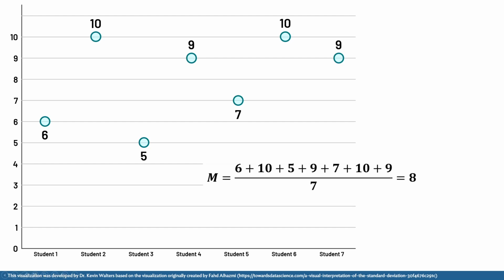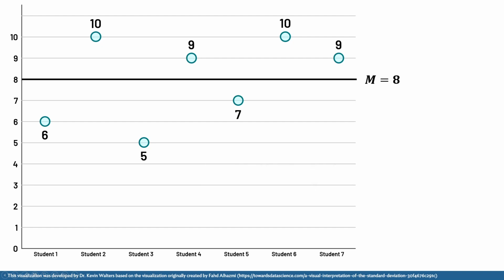First, let's calculate the mean here. That one's pretty easy. So we add them all up, divide by 7, we get a score of 8. And let's go ahead and draw that line on our chart here. So our mean is 8.